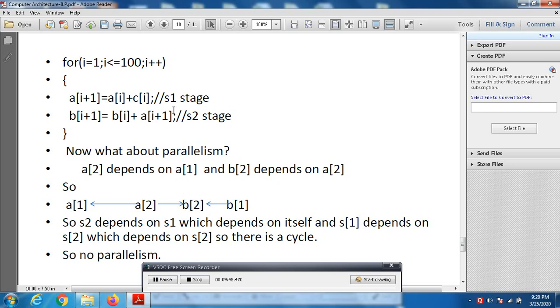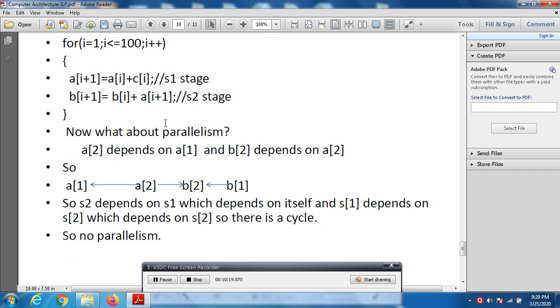So already you can see b2 is depending on b1. Both s1 and s2 have a self loop, because a2 is depending on a1 plus c1, and b2 is depending on b1 plus a2. So s2 is depending on s1, and s1 is once again depending on itself, and s2 is also depending on itself. So you can see very well that a cycle is formed, the same self loop is formed right here, and due to this loop parallelism is not achieved.